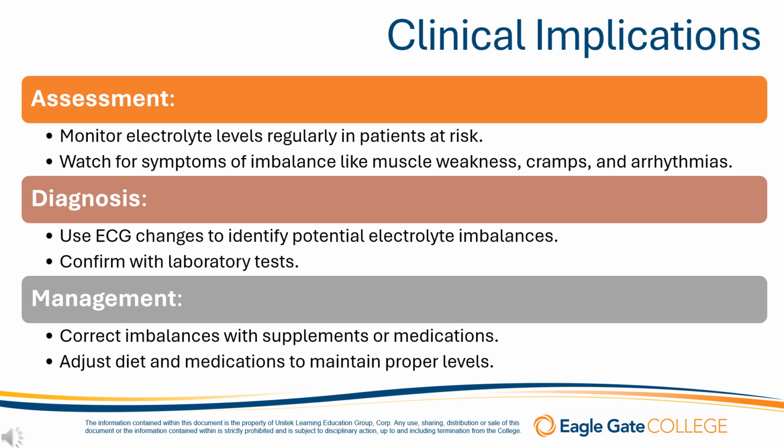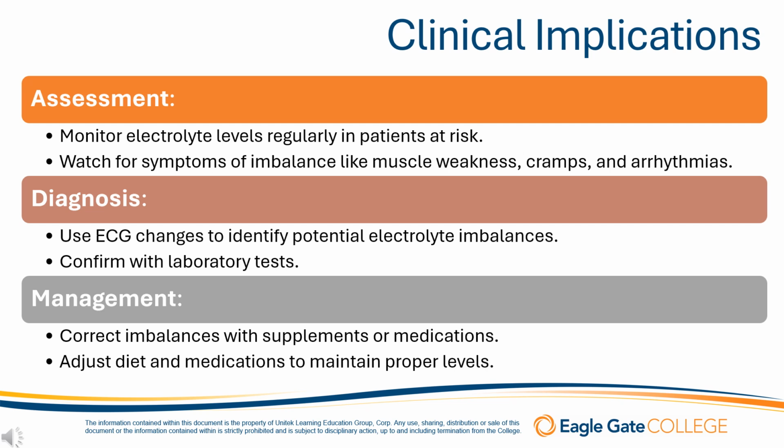Dietary adjustments can help to manage and prevent electrolyte imbalances. Encourage foods high in potassium like bananas, oranges, and spinach for patients with low potassium levels. For calcium, recommend dairy products, leafy greens, and fortified foods. Patients with high sodium levels should reduce salt intake and avoid processed foods. For magnesium, recommend nuts, seeds, and whole grains.